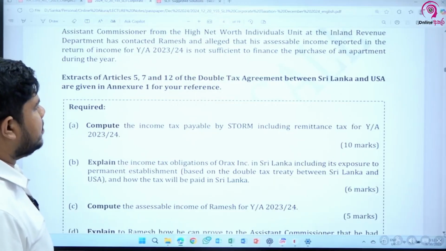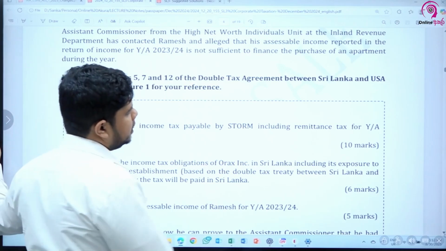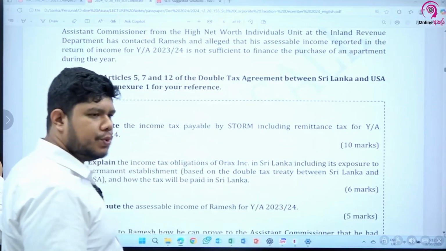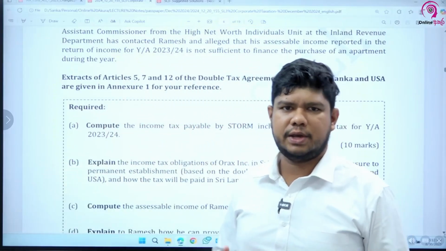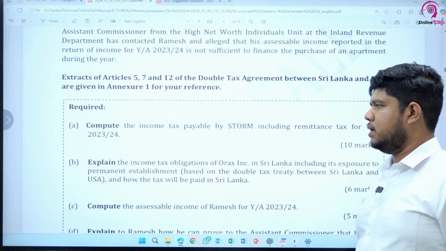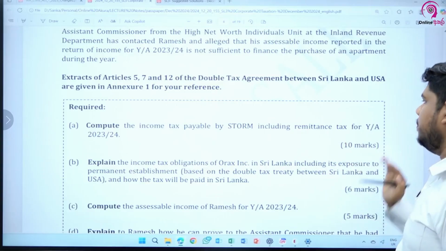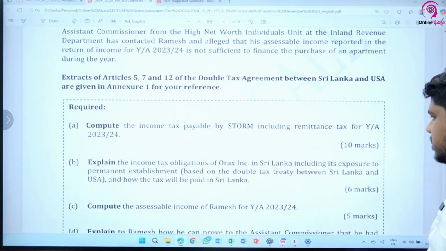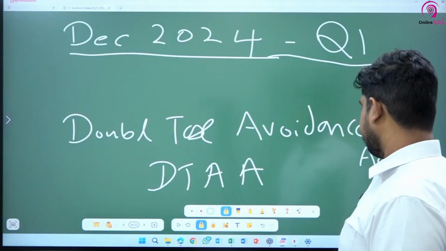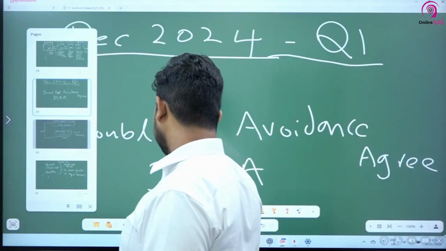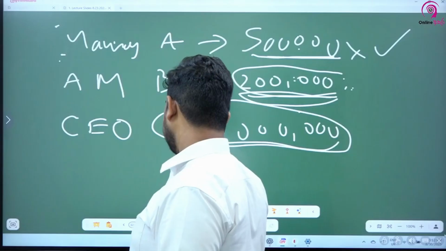Compute the income tax payable by Storm, including remittance tax, for year of assessment 23-24. Now you might be confused about what remittance tax is. You have gone through all the relevant sections for your curriculum. You know what remittance tax is, but we'll see it. Compute the income tax payable by Storm, including remittance tax, for year of assessment 23-24. First step in doing a computation. What is the first step?